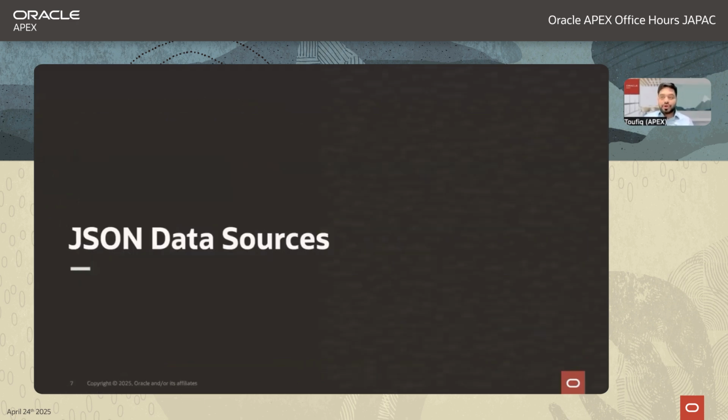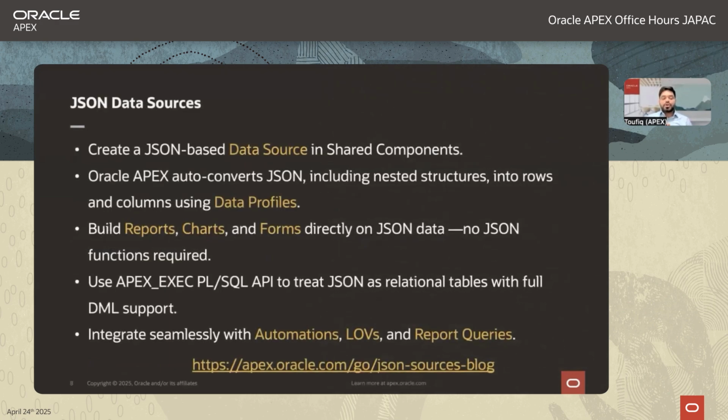In Apex 24.2, you can now work with JSON data sources seamlessly. So what you can do with this feature is that you can create a JSON-based data source in shared components. Let's say you have your JSON data stored somewhere. You need not parse the JSON, flatten it out, and store it separately.